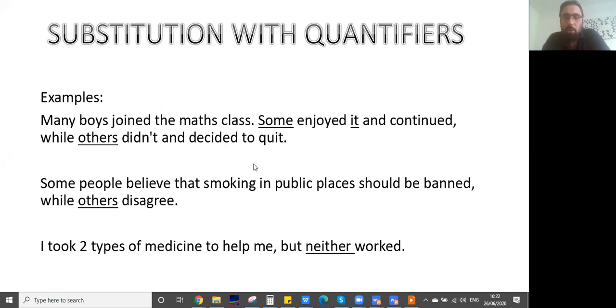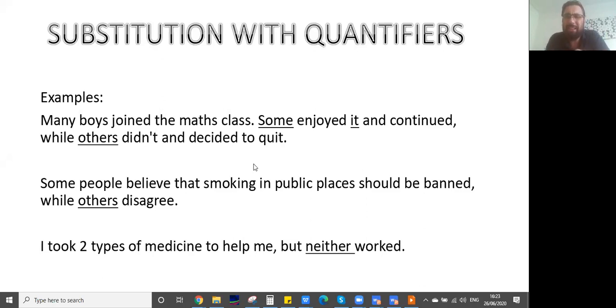Let's go to the second one. Some people believe that smoking in public places should be banned, while others disagree. So what do we have there? We have others referring to people, yeah. So we're referring to people there.